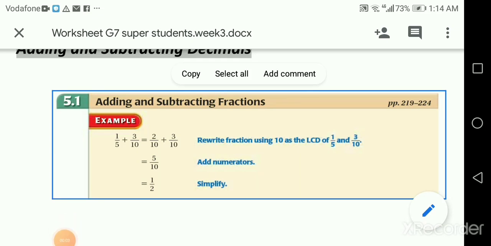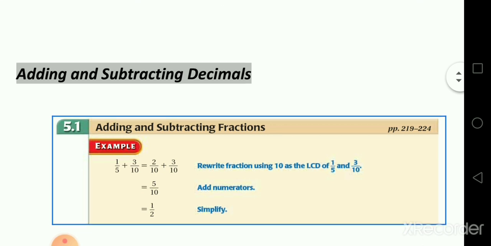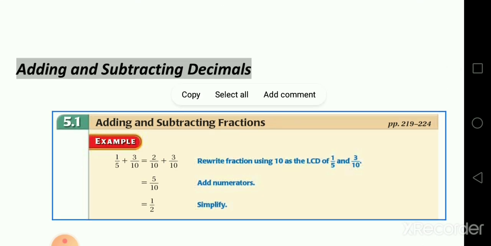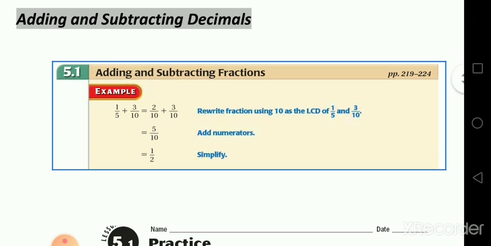I hope you're fine. Today we're going to have a new lesson. It's called adding and subtracting decimals. So, adding and subtracting here decimals and fractions.